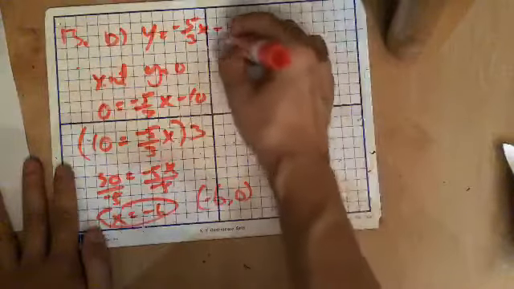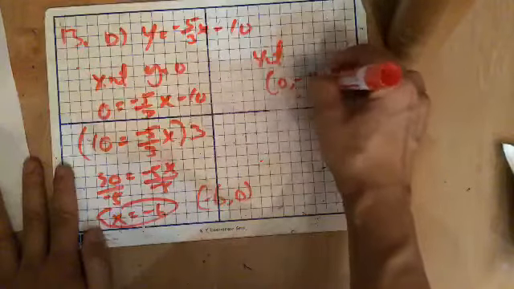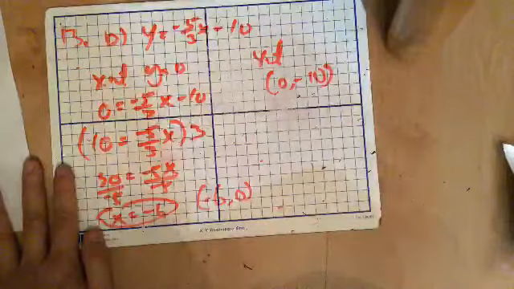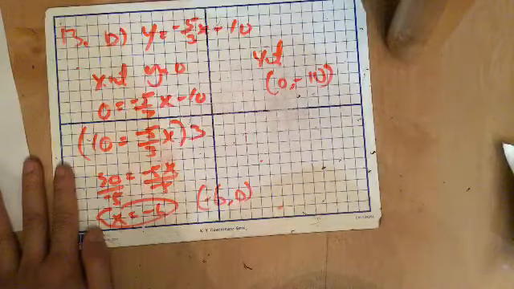Y-intercept is pretty easy. It's actually right here, so it'll be 0, -10. I think that's the right answer.